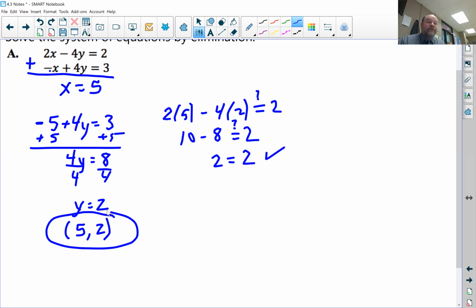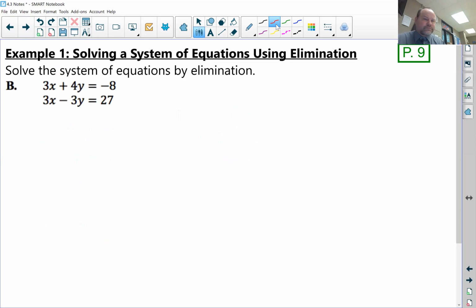All right. A second example. 3x plus 4y equals negative 8. 3x minus 3y equals 27. In this case, I do not have exactly opposites with either my x's or my y's. So now I'm going to have to multiply one or both equations to get opposites.